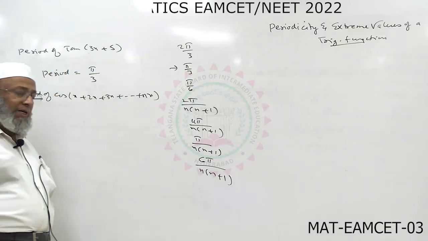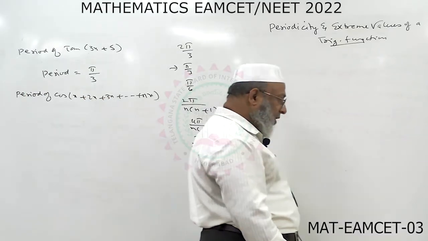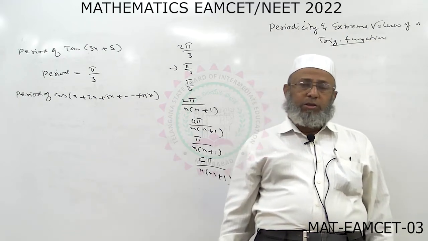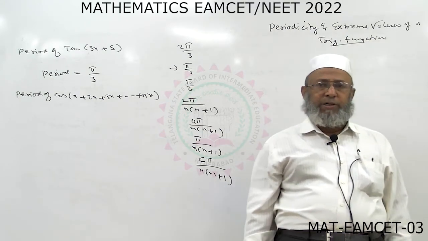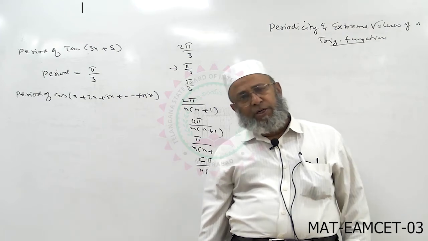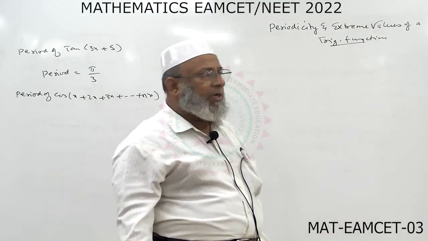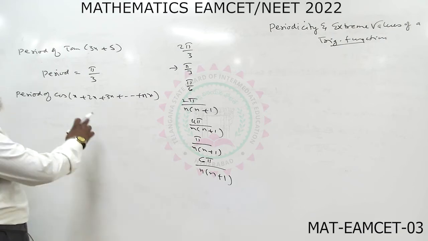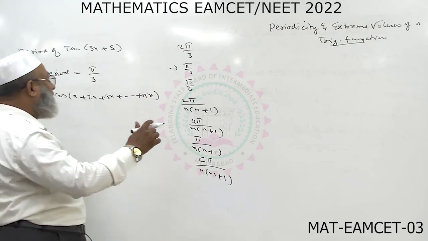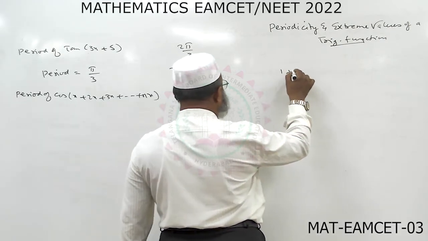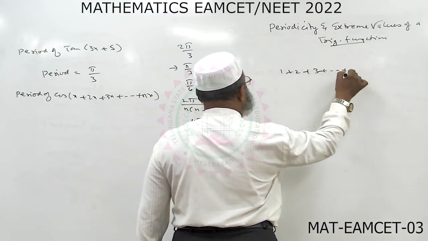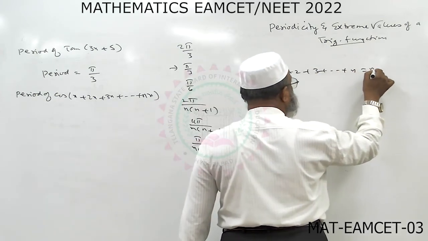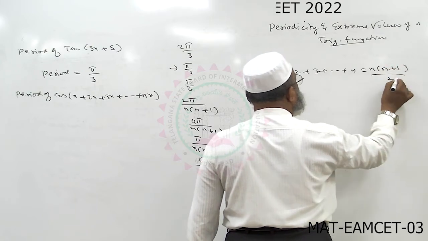Now, you may recall your SSC knowledge. In progression, we have done a number of questions on the sum of the first n natural numbers, squares of the first n natural numbers, and cubes of the first n natural numbers. So, the first n natural numbers, 1 plus 2 plus 3 up to n, is sigma n, and its value is n into n plus 1 by 2.